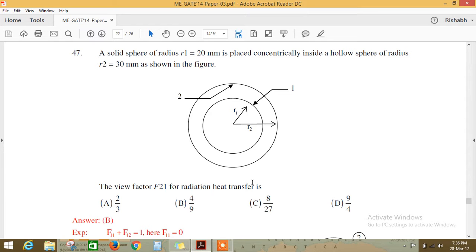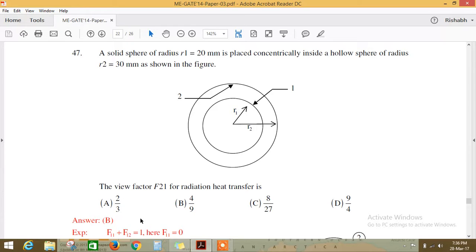Hello friends, so today let's see some more questions from GATE 2014 paper. Here is the question: a solid sphere of radius r1 and a concentric sphere of radius r2 are shown in the figure. The values of r1 and r2 are given. You have to find out the view factor F21.